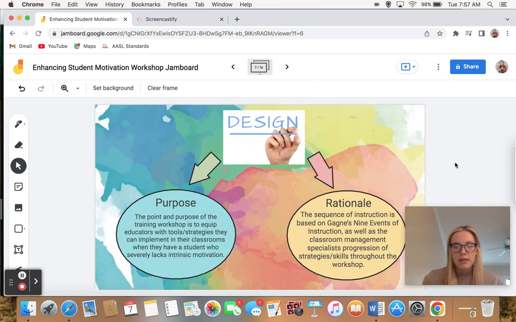This is my design page. So the purpose of the workshop is to equip educators with tools and strategies they can implement in their classrooms when they have students who severely lack intrinsic motivation.